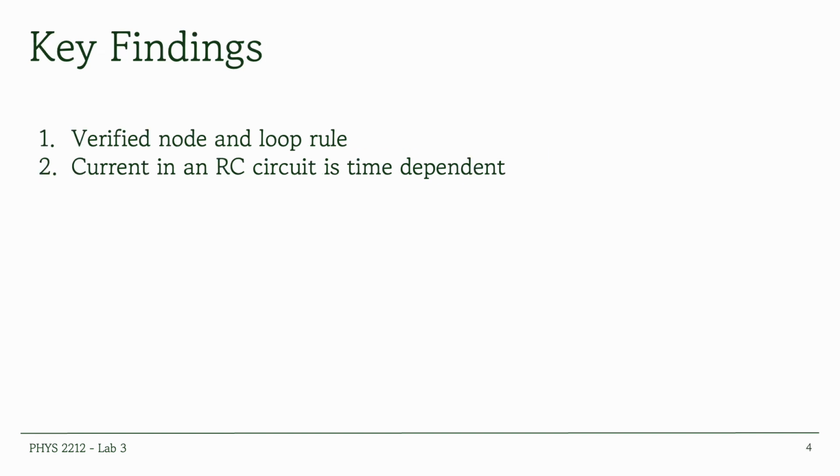So the key findings were that we verified the node and loop rule, and that we found current in an RC circuit is time dependent.